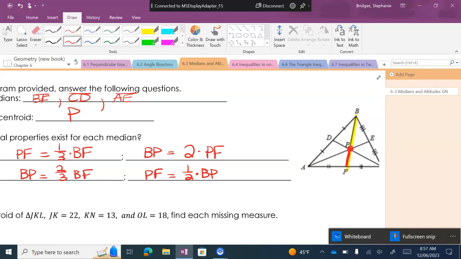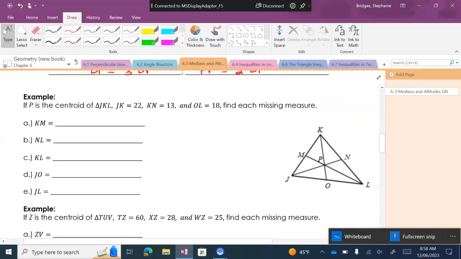So when you have a median, whatever the whole thing is, the bottom part going from the centroid to the side is 1/3 of it, and then you take that and you double it to get the top part. That's really all you have to think about. This bottom one is 1/3 of whatever the whole thing is. This one is twice that. Does that make a little bit more sense than all the fractions? Yeah? Okay.